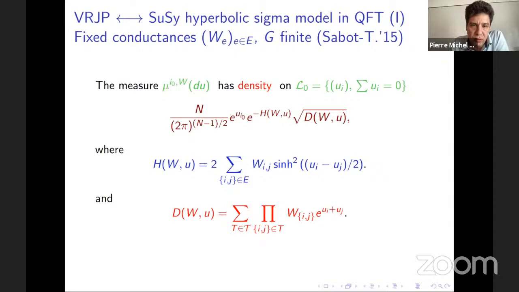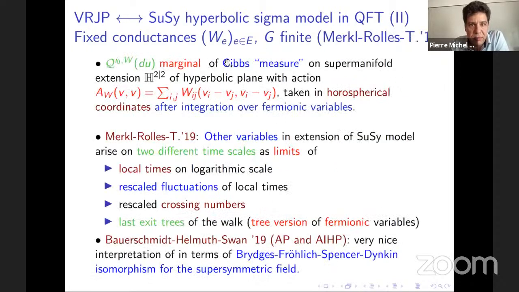So now if you want to prove that it is indeed the limiting measure, you have various approaches. One is to recognize that integral as a known integral. It is the marginal of a Gibbs measure on the supermanifold extension of the hyperbolic plane with that quadratic action, but taken in horospherical coordinates after integration over fermionic variables.